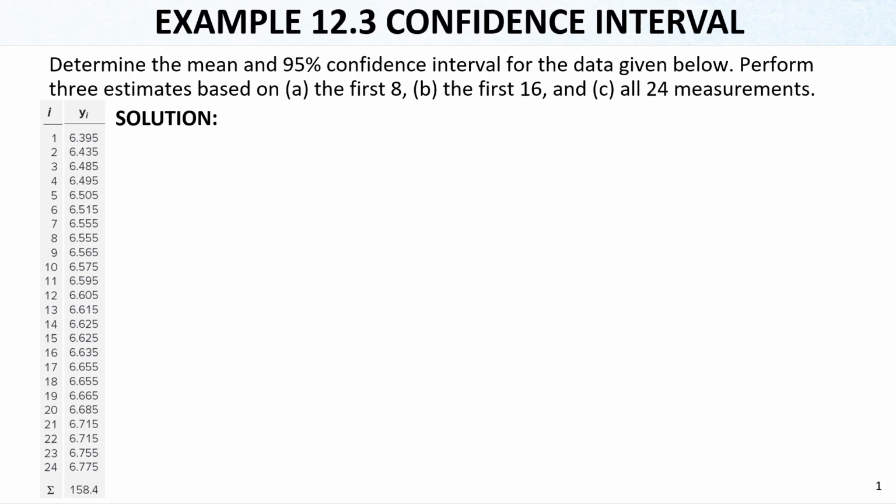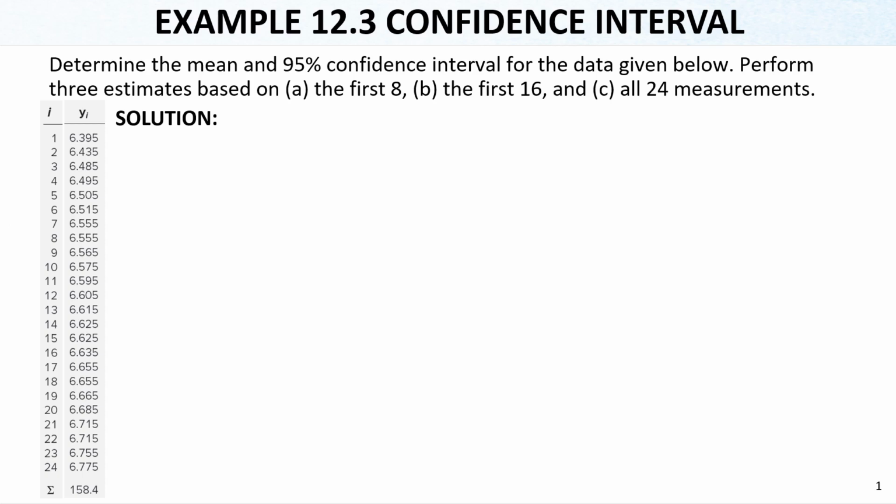In this slide, we have an example 12.3 for confidence interval calculations. We will determine the mean and the 95% confidence interval for the data given below. This is the data that we used in the previous examples, 12.1 and 12.2. Perform the three estimates based on the first 8, the first 16, and first 24 measurements. We have 24 measurements here. Let's use initially the first 8 measurements to calculate the confidence interval.